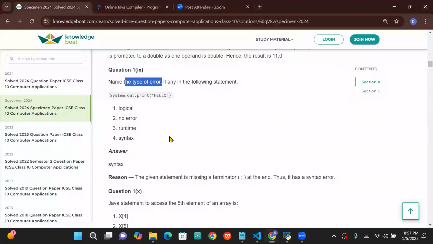Okay, good. So I hope you got the syntax error, runtime error, and logical error, right? Out of that, no question will come.